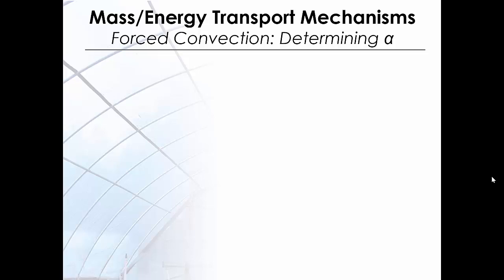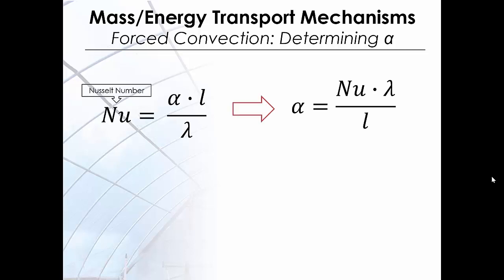The energy and mass transfer coefficient depends on a number of factors. The challenge is to find the correct coefficient to use in your calculations based on experimentally verified data. These factors include the properties of the flowing medium, the flow conditions, and the geometry of the flow field. In order to find the convective heat transfer coefficient, alpha, the Nusselt number is used. You can solve this equation to determine alpha.